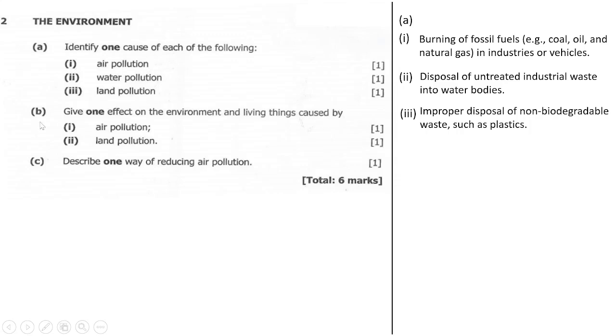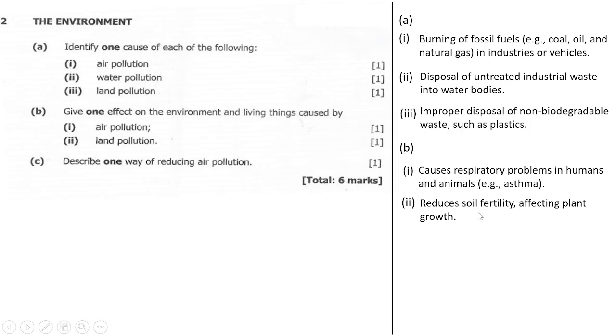So we get to B, which says give one effect on the environment and living things caused by Roman numeral 1, air pollution. Okay, so we are looking at one effect on the environment and living things caused by air pollution. So 1 is causes respiratory problems in humans and animals, e.g. asthma. Then Roman numeral 2, land pollution. What are some of the effects on the environment caused by land pollution? We are saying reduces soil fertility, affecting plant growth.